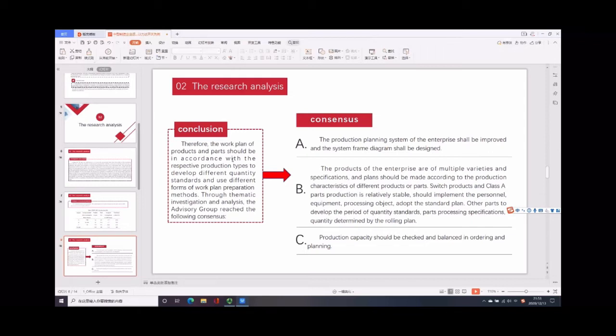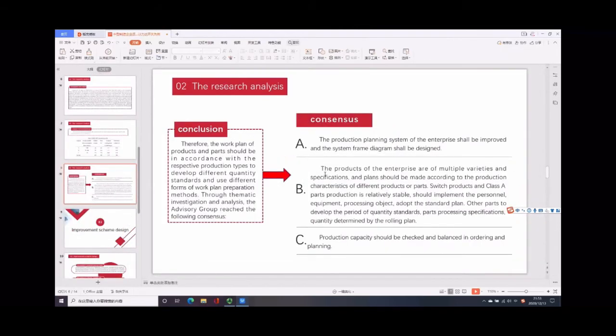So from the investigation and analysis, the advisory group reached the following conclusions. A is that the production planning system of the enterprise shall be improved, and the system frame diagram should be designed. And B is that the products of the enterprise are of multiple varieties and specifications, and plans should be made according to the production characteristics of different products and parts. Switch products and Class A parts production is relatively stable. They should implement the standard plan with fixed personnel, equipment and processing objects. For other parts, develop period quantity standards. Parts processing quantity is determined by the rolling plan. And C is that the production capacity should be checked and balanced in ordering and planning.